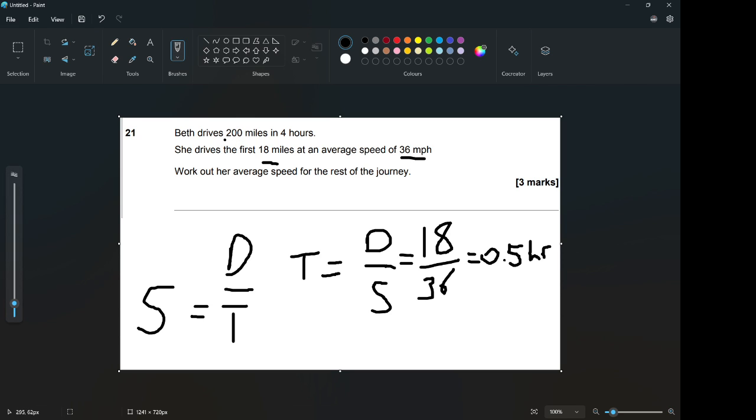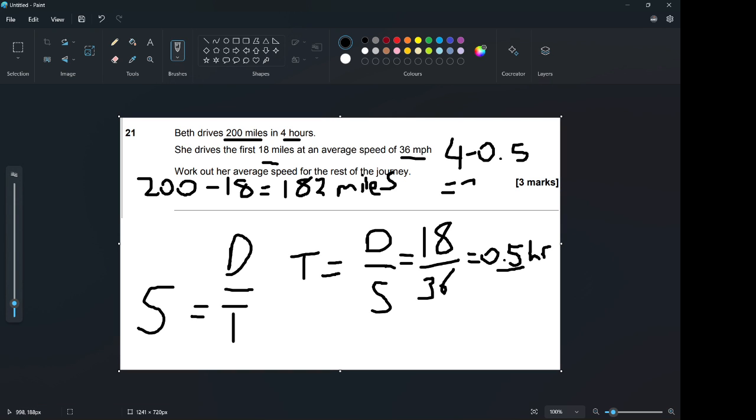I'm now going to work out the difference in the distance, the difference in the time, and then work out the speed. So 200 subtract 18 is 182, so the remaining distance is 182 miles. The remaining time will be 4 subtract 0.5, which equals 3.5, guys. So I'm going to do 182 divided by 3.5 to work out the speed, because remember, speed is distance over time. When I do this on my calculator, I get the answer of 52. So it's 52 miles per hour.